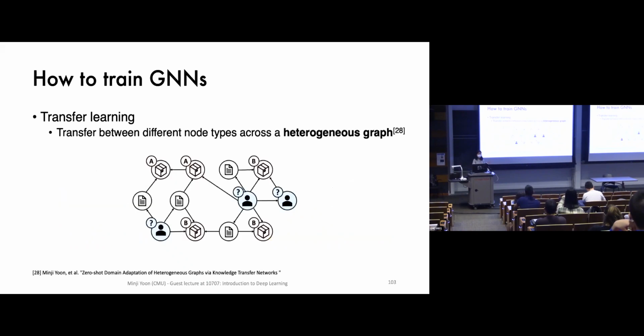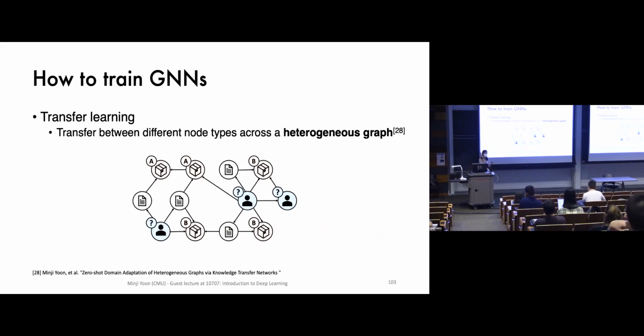And another type of transfer learning is transferring knowledge within one graph. So far, I have talked about homogeneous graphs. A homogeneous graph is a graph composed of the same type of nodes and the same type of edges. So in Instagram, the nodes are all users and the edges are follows or being followed. But in the real world, there are more heterogeneous graphs than homogeneous graphs. A heterogeneous graph is composed of different types of nodes and different types of edges.